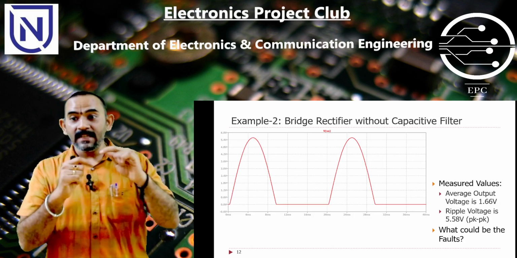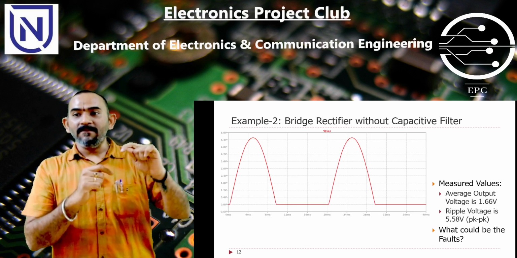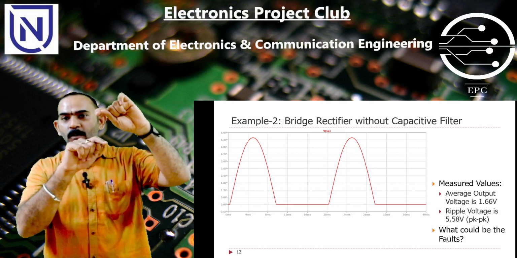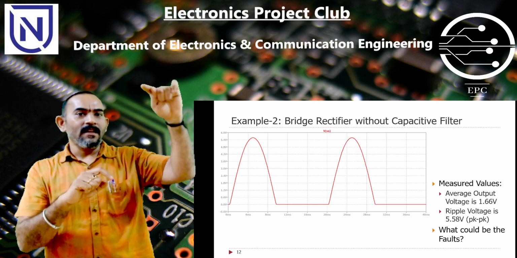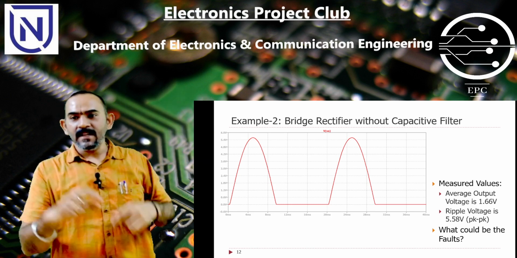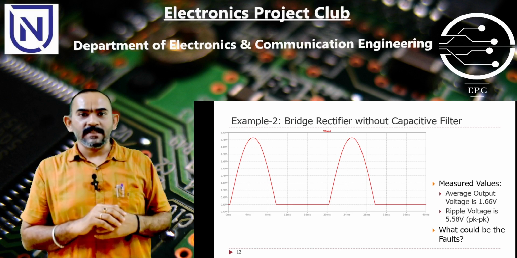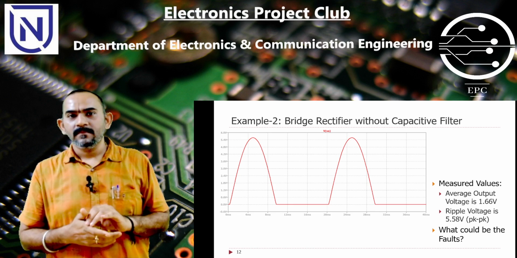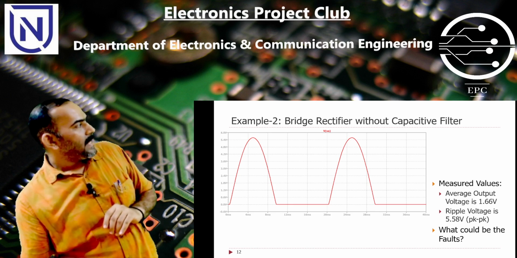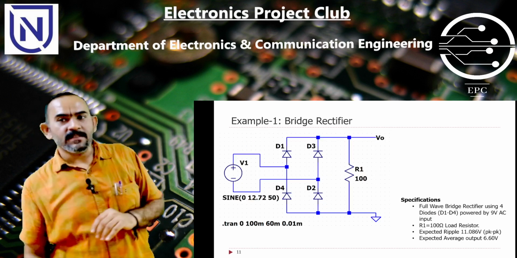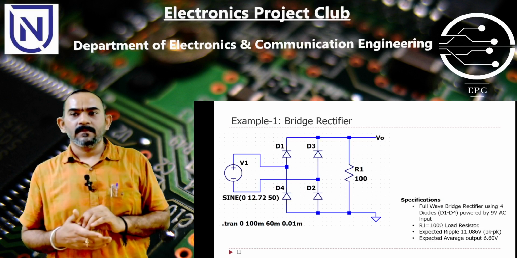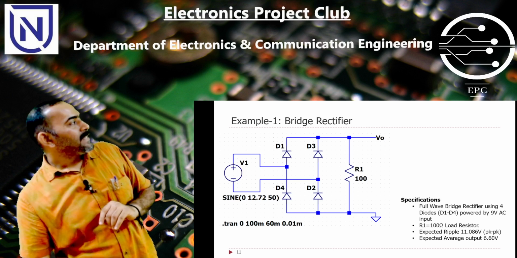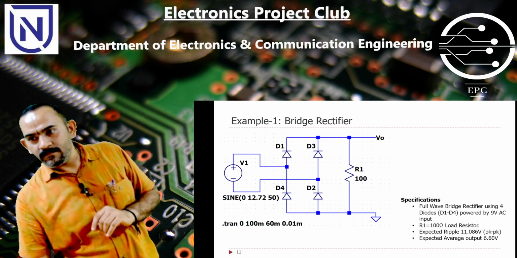To ascertain how the output behaves, I need to probe both the input voltage as well as the output voltage. When I do that, I will know that the positive half cycle is present and the negative half cycle is not present. Now if I know that, what information will I get? Which diodes? There are 4 diodes here. So the fault is either in D3 or D4.